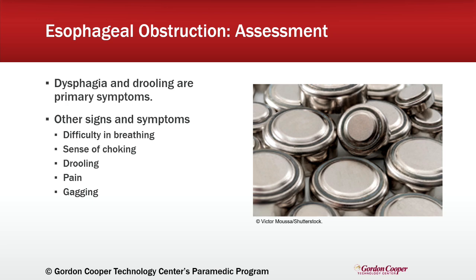The main symptoms that we're going to see with these patients are dysphagia and drooling. The presentation is going to vary depending on the patient's age and how the obstruction occurred. Signs and symptoms may include difficulty breathing. They may complain of a choking sensation. There may be some drooling. They may have an inability to swallow. Could be some pain, maybe some vomiting, or even some gagging. About one third of children show no symptoms until they try to eat something, and that's when we learn that they've got an issue.